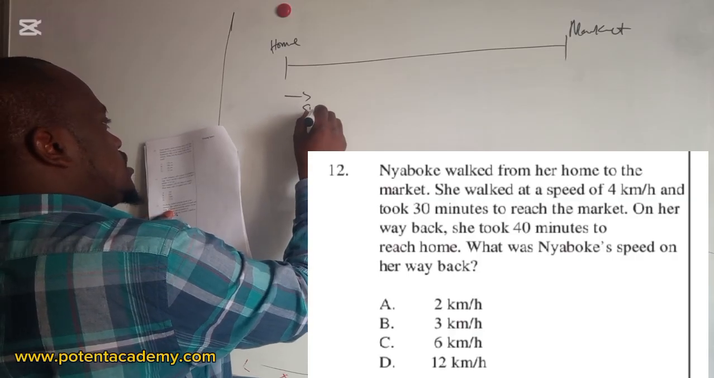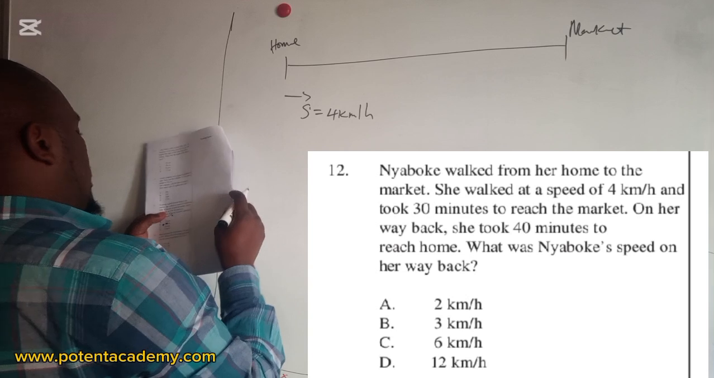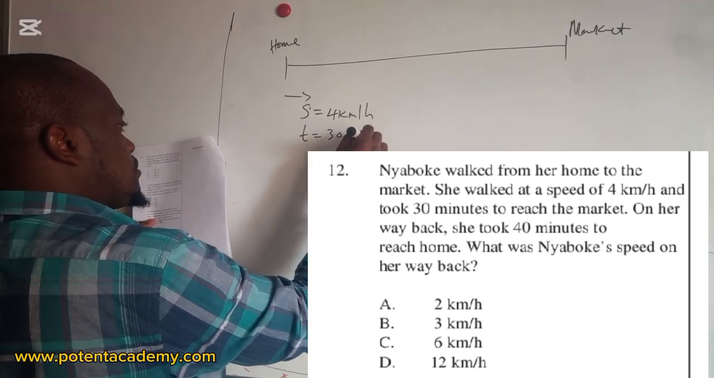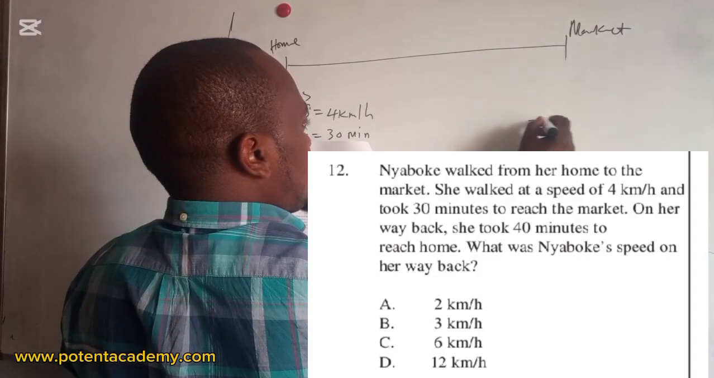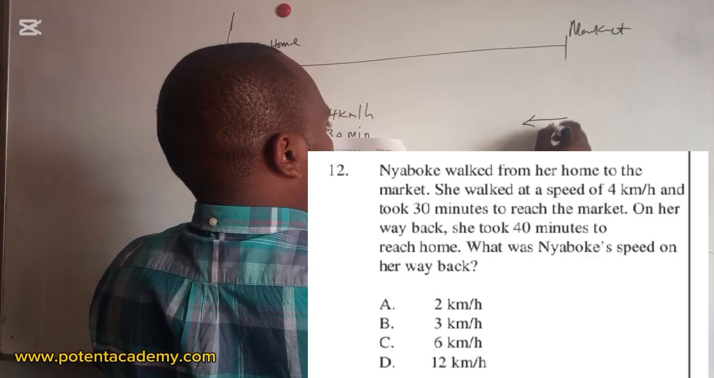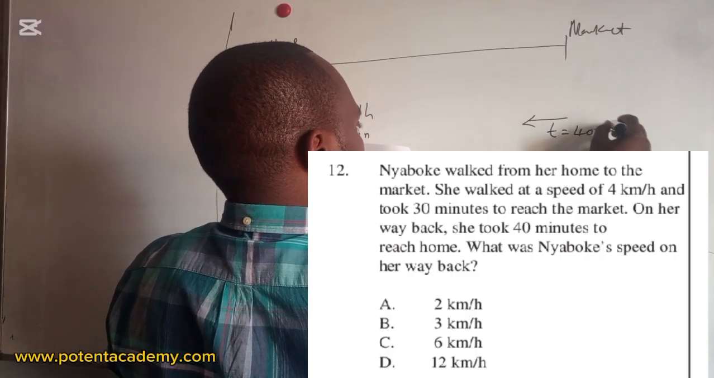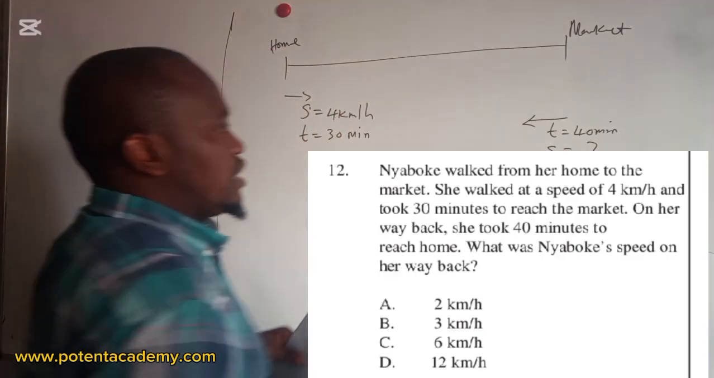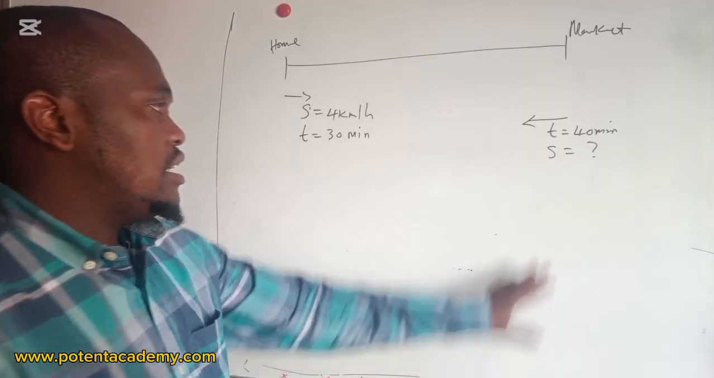speed is equal to 4 kilometers per hour, and time she took is 30 minutes to reach the market. On her way back, when coming back, she took time 40 minutes. So we are being asked about the speed. What was the speed when coming back? So you will note we are not given the distance here.